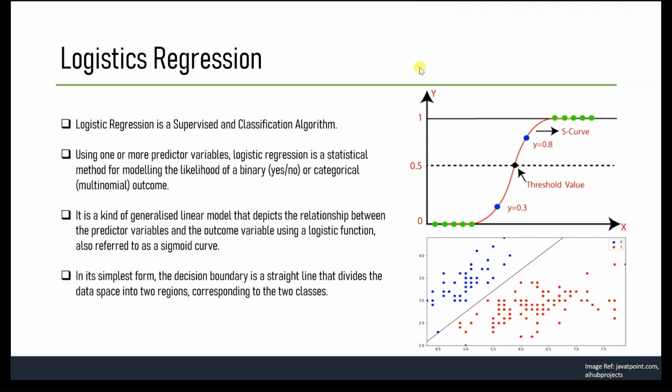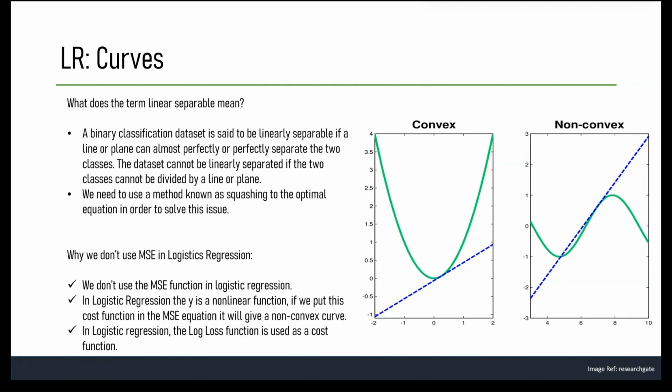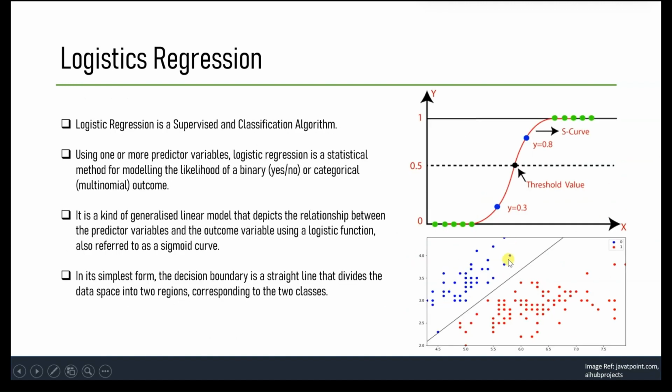Now let's understand a little bit about curves. For a binary classification data set, if a line or a plane can almost or perfectly separate two classes, then that data set is called a linearly separable data set, as you see here. You can see that the classification has perfectly separated two classes. This is 1, this is 0. In that case, that will be called a perfectly separable and linearly separable data set.